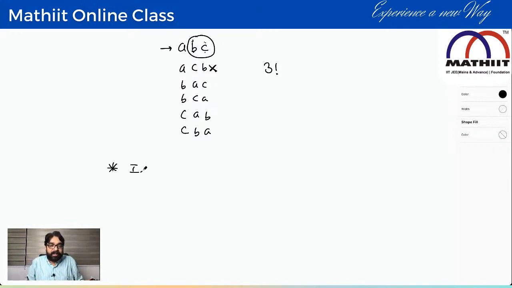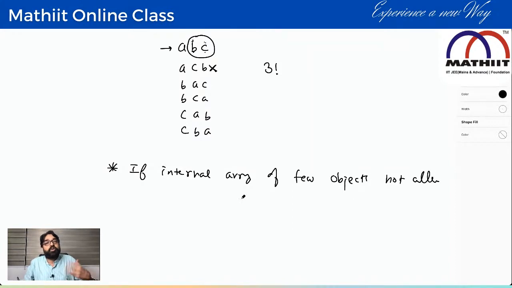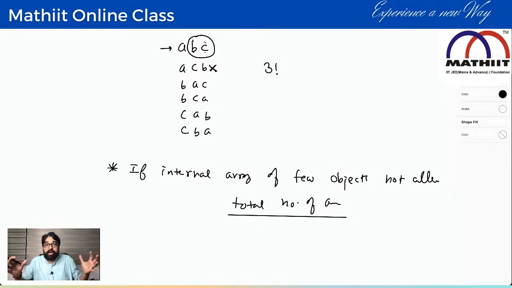If internal arrangement of a few objects is not allowed, how do we handle that kind of situation? It's damn simple. Total number of arrangements divided by, because that is not allowed, be clear, this is the internal arrangement. It's not total arrangement. When total arrangement you have to remove, you subtract. But if you have to remove part of the arrangement, the internal arrangement, you have to divide.